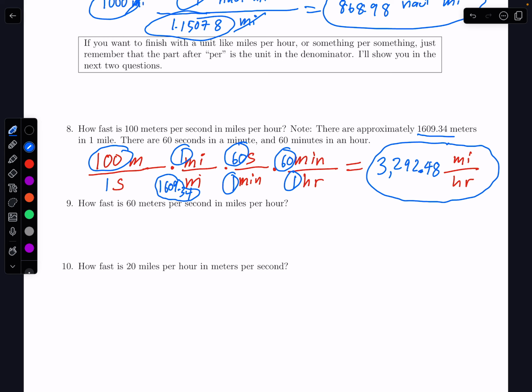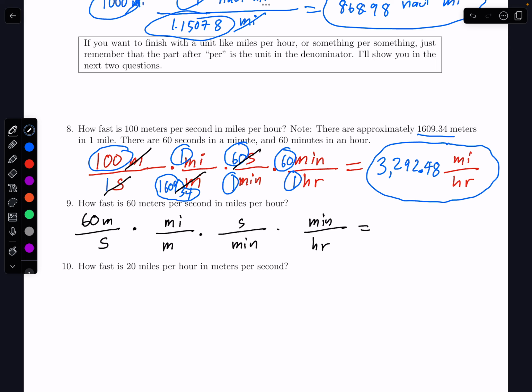Miles per hour, right? I'm sorry, I mean meters per second, times seconds per minute, times minutes per hour. I forgot to show the cancellation above here. Look what happens. Cancel the minutes, cancel the meters, cancel the seconds, cancel the minutes, leaving you with miles per hour. Same thing here. Cancel the meters. Cancel the seconds. Cancel the minutes. Leaving you with miles per hour.